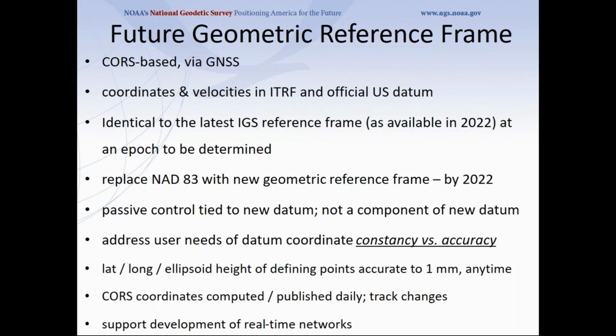Our future geometric frame will be course based, so it's based solely on our continuously operating reference stations. It will be identical to the IGS reference frame that's available in or about 2022 at some determined epoch. And when I say epoch, that means that, for instance, when we say today NAD83 2011 epoch 2010, that's the date those coordinates were computed to.